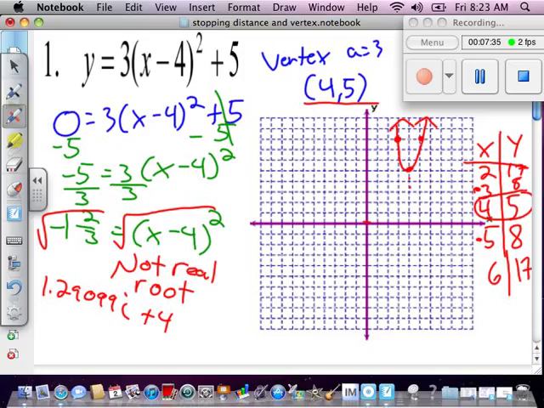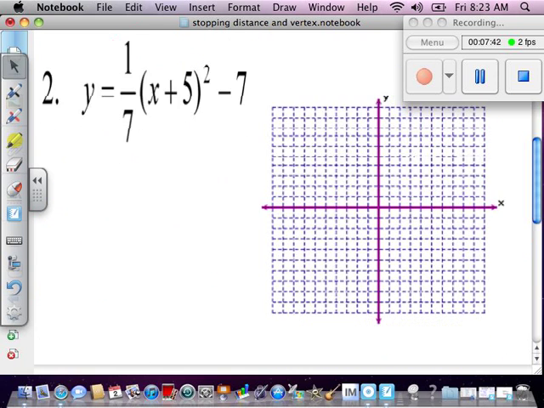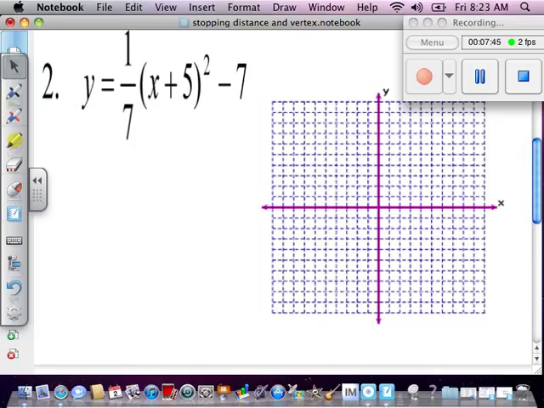Okay, so we're going to move on to number 2. Before we get started, let's talk about what is my vertex? What is my vertex? Negative 5, negative 7. Remember, it's the opposite of what's next to the x. Okay. And we know our A is what? 1, 7.